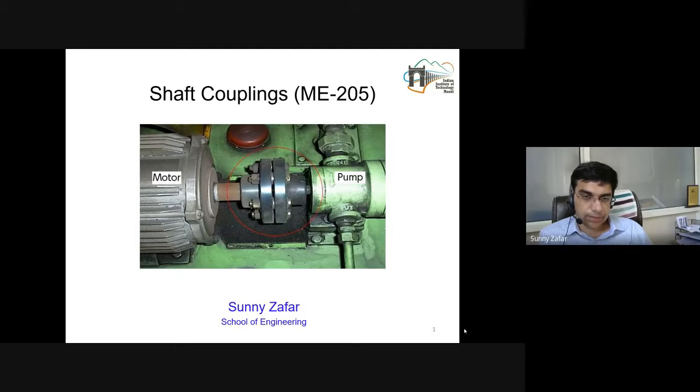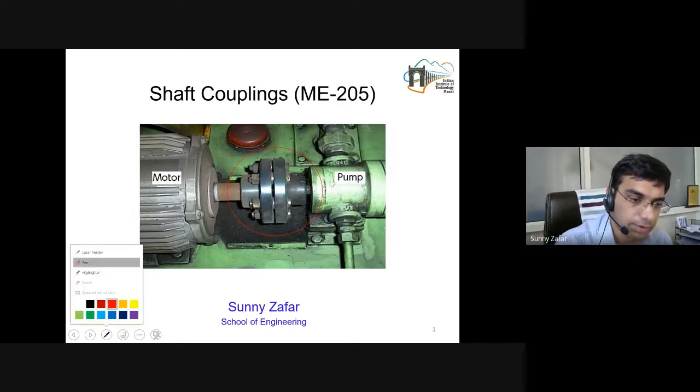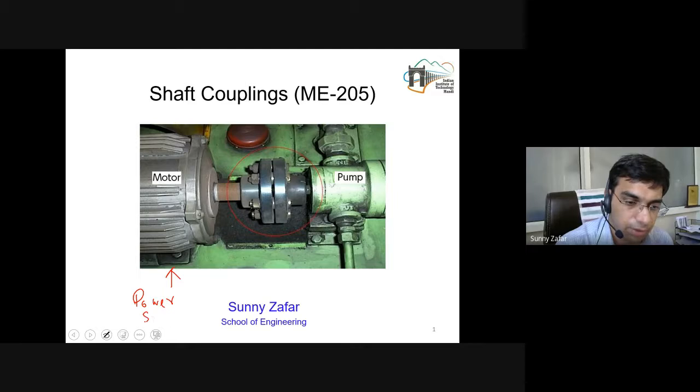So I am presenting on the screen a photograph in which you can see a motor and a pump, and in between I have encircled a coupling. So this encircled part is known as the shaft coupling. Now, what is happening according to this photograph? There are two things: one is the power source, and another is the destination of that power. Here the motor becomes the power source, and we want the rotational motion to be transmitted to this pump.